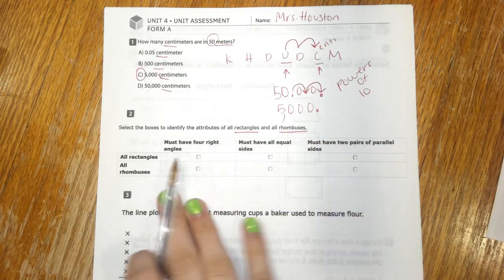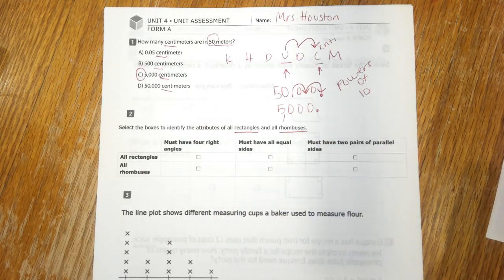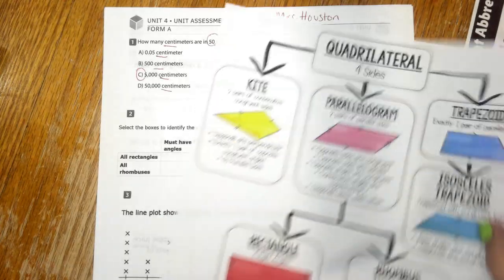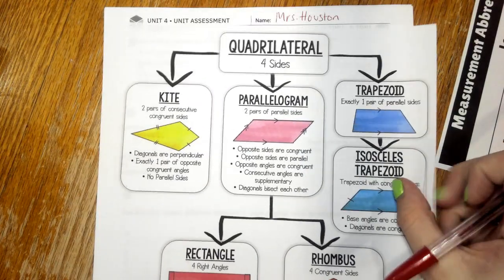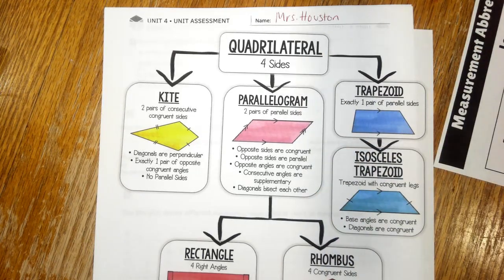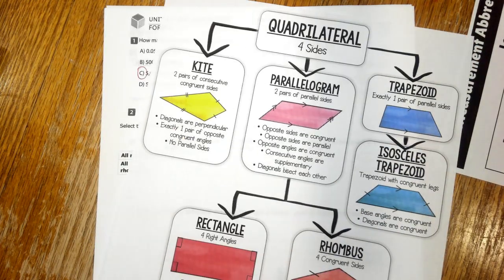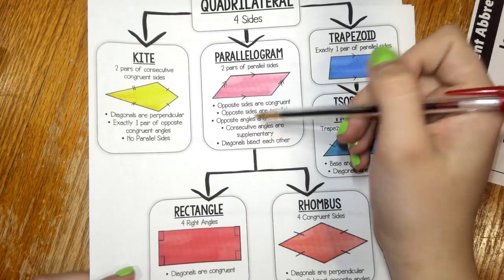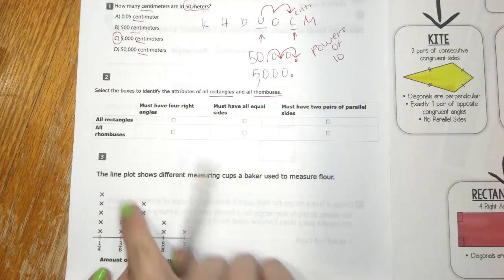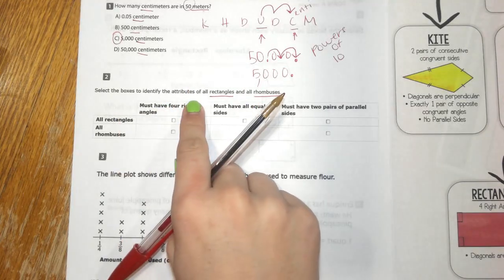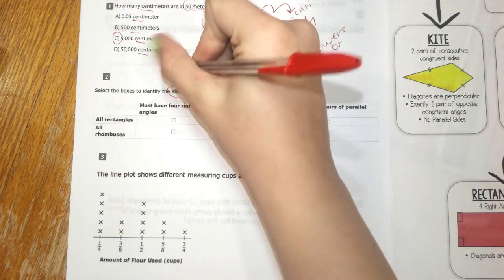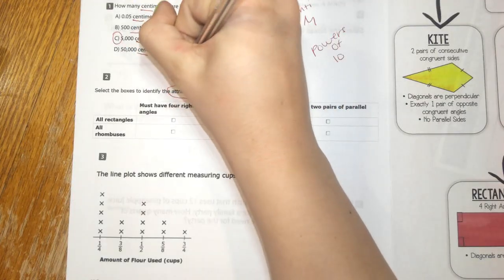For these, you're going to have to remember what's in your journal that looks like this. Yours is in black and white and it looks like this. It's called the hierarchy of quadrilaterals. So as I go down, I'm adding more attributes, which are these little descriptions, to each one of these shapes. So let's look at this question. Select the boxes to identify the attributes, which remember just means descriptions.